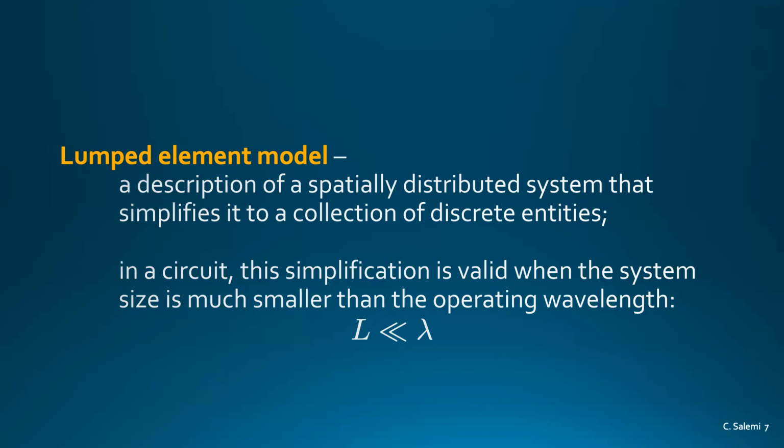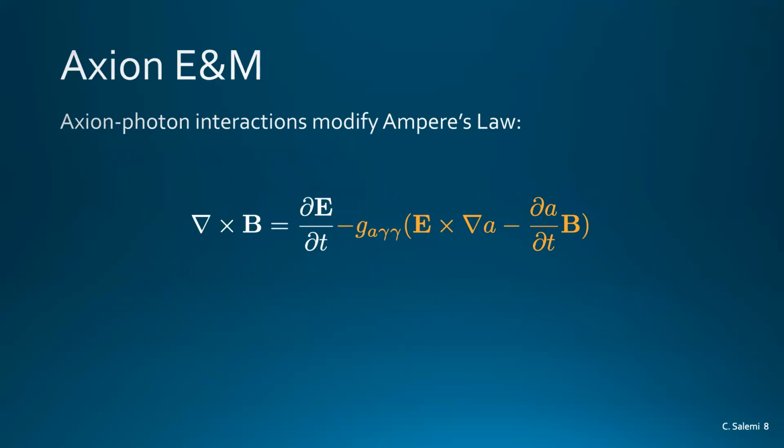I will tell you about the circuit that we use for Abracadabra. But first, I want to tell you about a little bit of axion electrodynamics, which we've heard about in the last talk. I want to talk about how we actually use this in a circuit model, because we're looking for a current that is our signal.